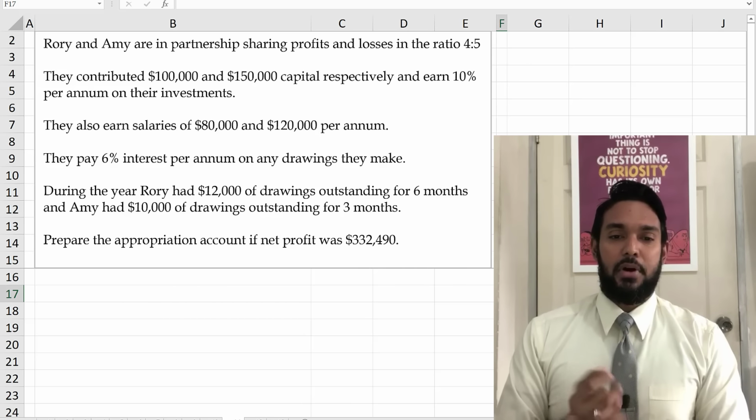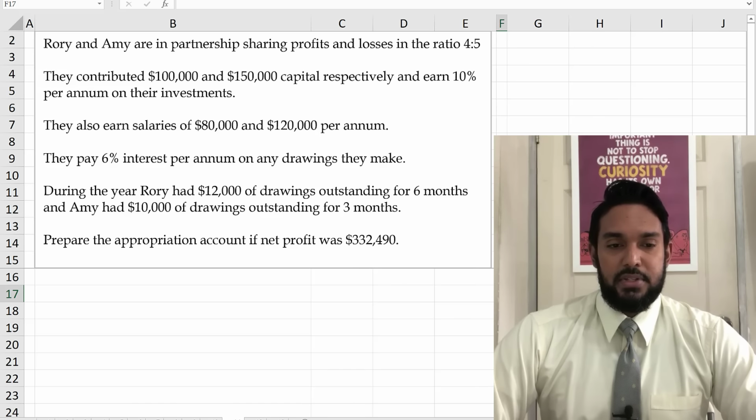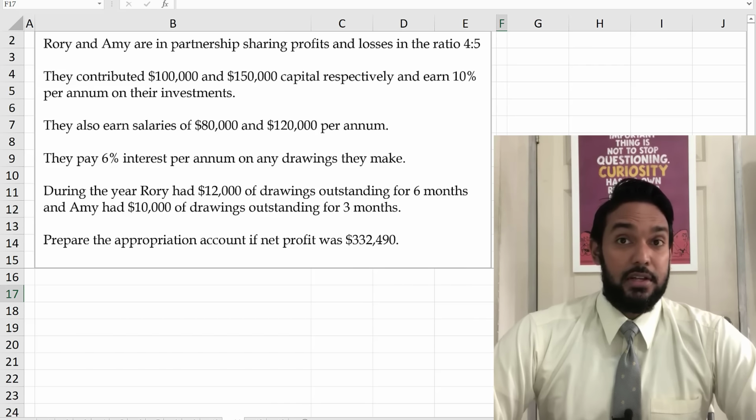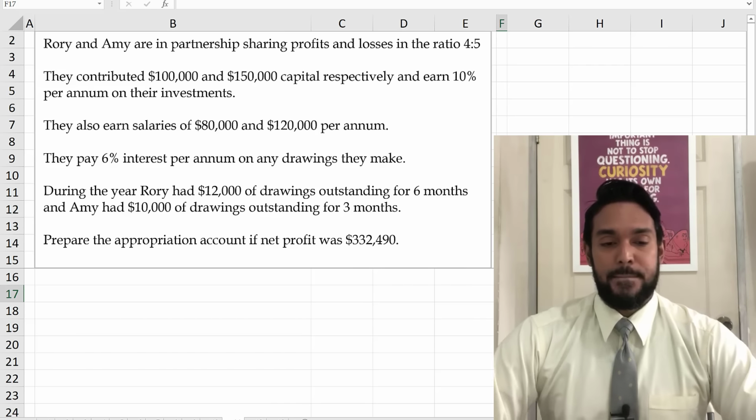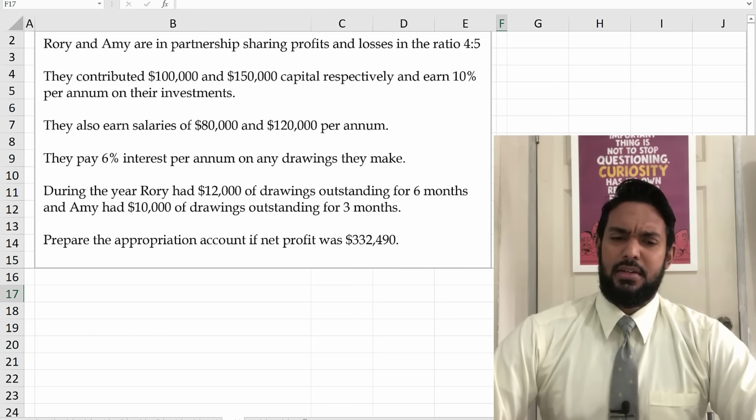All right, Rory and Amy are in partnership, sharing profits and losses 4 to 5. Capital: 100, 150, with 10% interest on their investments. Salaries: 80, 120. 6% interest per annum on drawings. Interest is per annum, which means per year. During the year, Rory had 12,000 of drawings outstanding for 6 months. And Amy had 10,000 of drawings outstanding for 3 months.